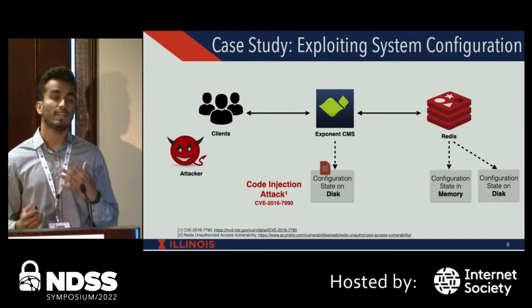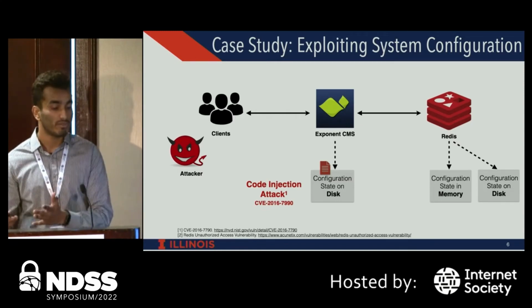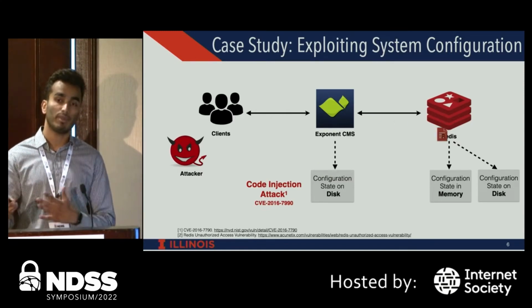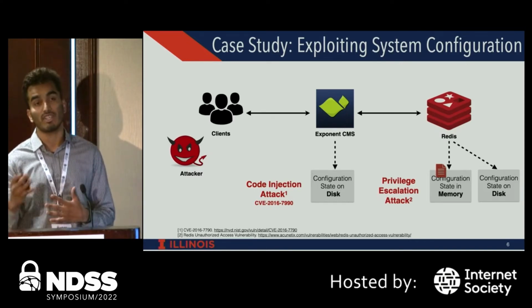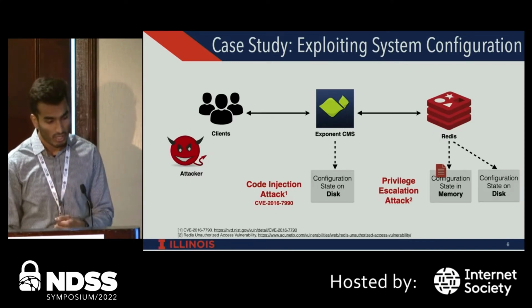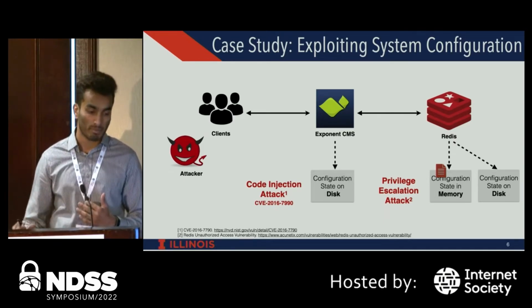The attacker then executes arbitrary system commands and exploits another vulnerability within Redis to dynamically update its configuration in memory and eventually gain privilege escalation, which leads to the leakage of the database. So in this case, the configuration state of Redis is updated in memory.